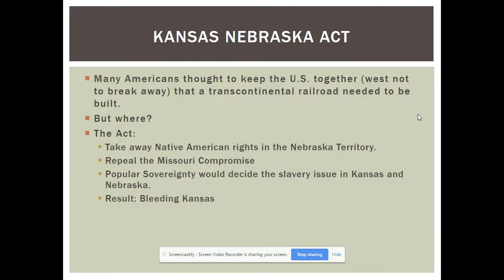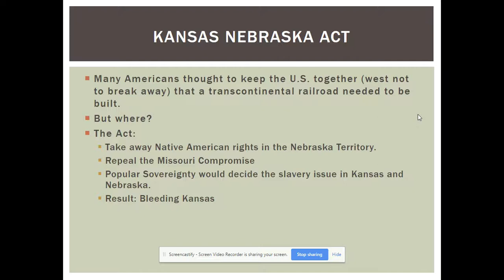So Stephen Douglas proposes this Kansas-Nebraska Act that he thought would help deal with the issue of slavery, and it's like pouring gasoline on a fire. You don't do this. So here's what the proposal was. It's going to take away Native American rights in Nebraska Territory. So that's terrible for Native Americans. We'll see that conflict continue during and after the Civil War, and we'll cover that in the first part of U.S. history too. It does repeal the Missouri Compromise, a compromise that had worked for just over 30 years.